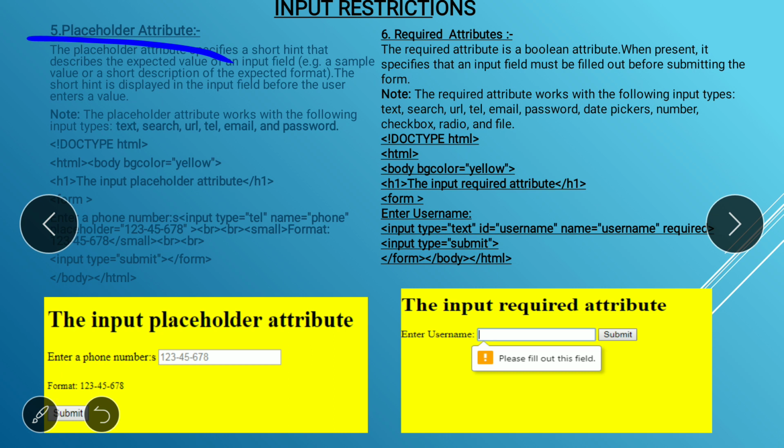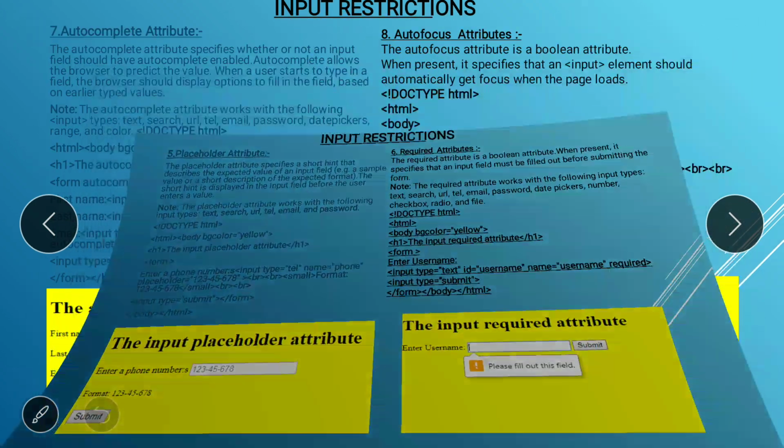Next is the placeholder attribute, where you can provide the hint for the user using the placeholder attribute. Next is the required attribute, a boolean attribute, where user has to enter something. If user does not enter any value and just clicks on the submit button, then it shows the error. That is the use of the required attribute.